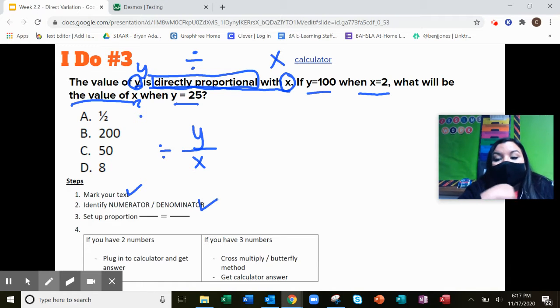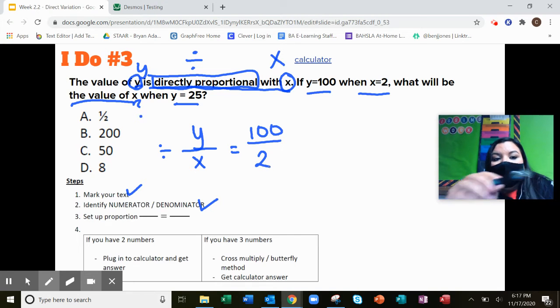All right, so now I can set up my proportion. So here I have if y is 100, so we notice here I have my y at the top. So if that's equal to 100 when that x is 2, so I have to put that at the bottom because that's where my x is.